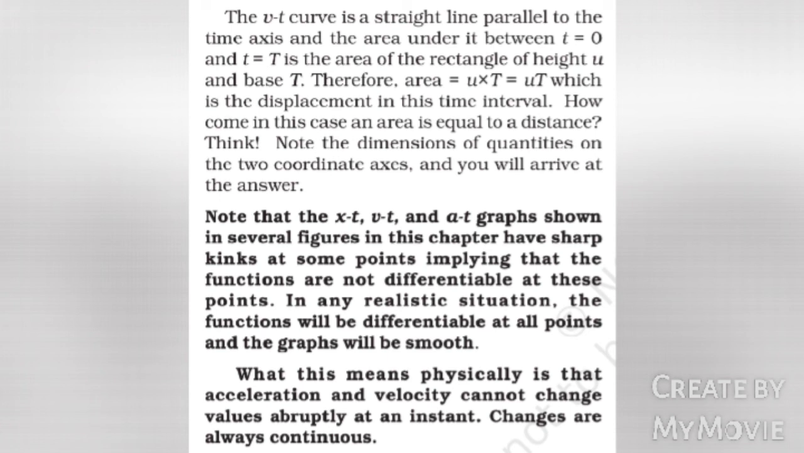Note that the xt, vt and at graphs shown in several figures in this chapter have sharp kinks at some points, implying that the functions are not differentiable at these points. In any realistic situation, the functions will be differentiable at all points and the graphs will be smooth. What this means physically is that acceleration and velocity cannot change values abruptly at an instant. Changes are always continuous.